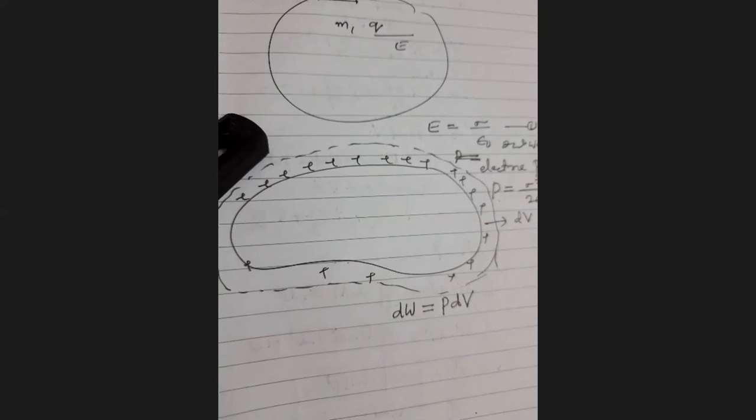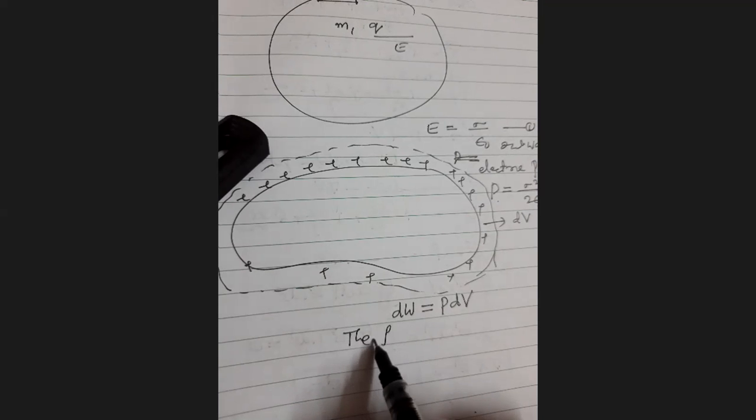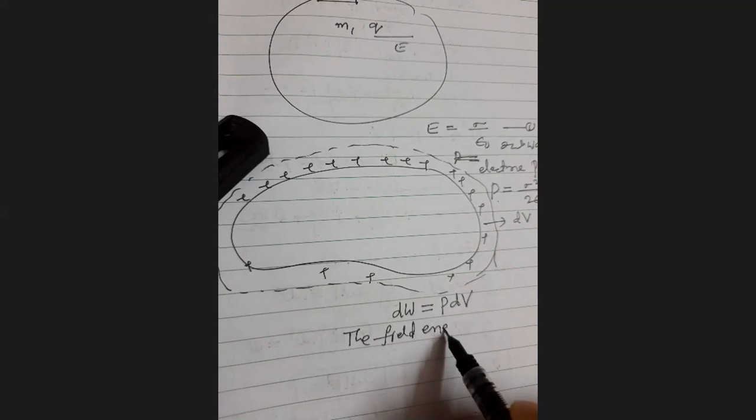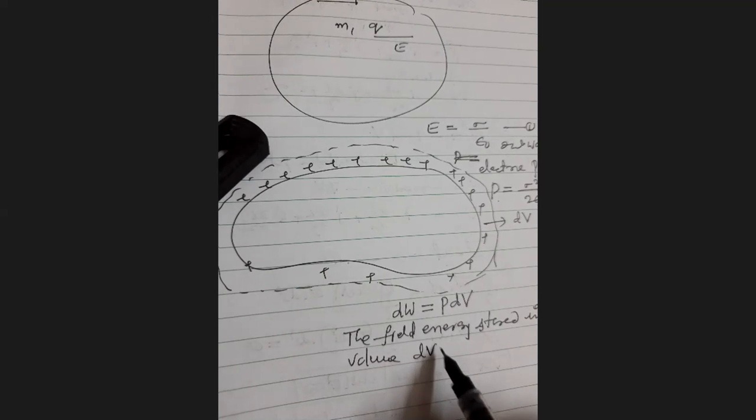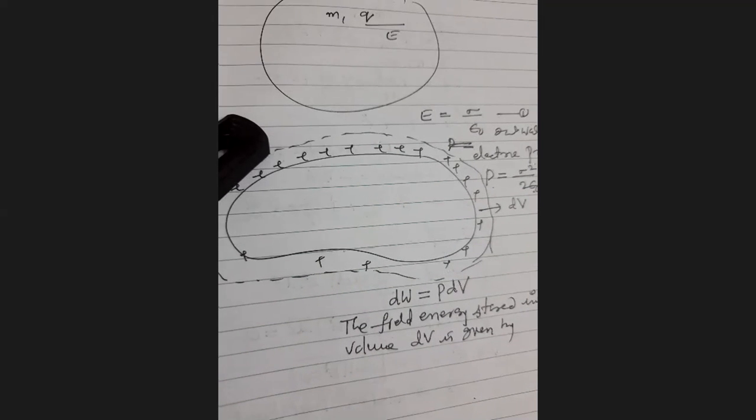Therefore, now we can write the field energy stored in the volume dV is given by, from thermodynamics, dU is equal to dW, that equals P into dV, right? So from this you can write dU by dV is equal to P.